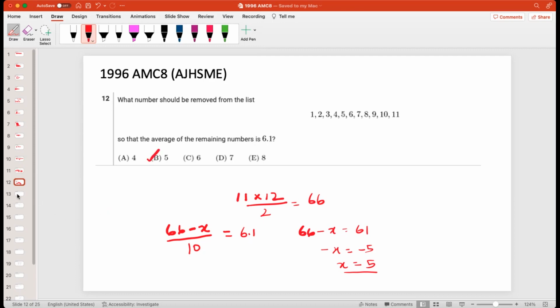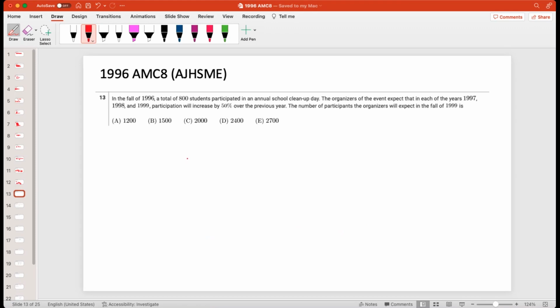Okay, going to the next one. In the fall of 1996, a total of 800 students participated in an annual day school cleanup. The organizers of the event expected that each of the years 1997, 98, 99 would increase by 50% over the previous year. What is the number of participants in the fall of 99? So in 1996 we have 800, which is going to increase by 1.5 times in 97, 1.5 times again in 98, and 1.5 times again in 99.